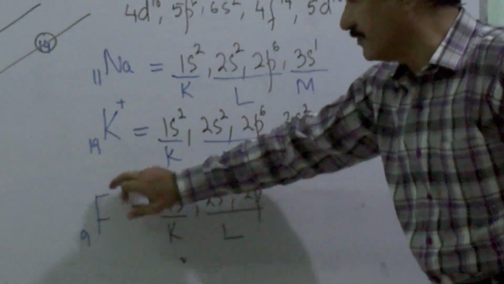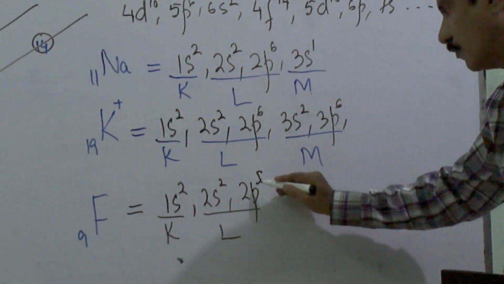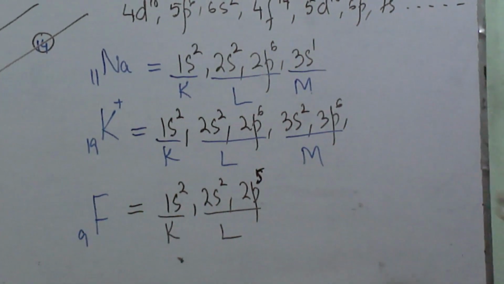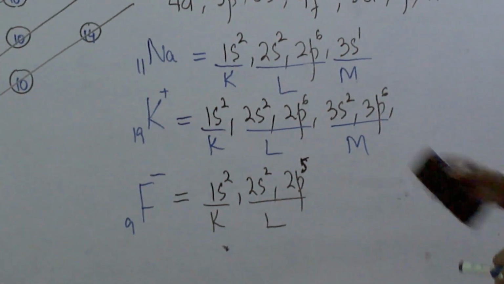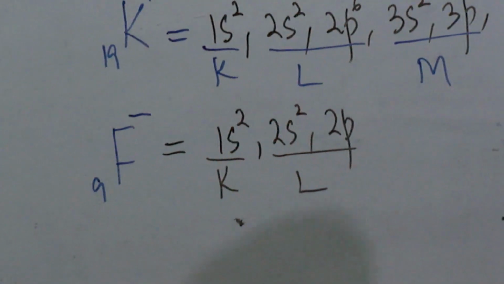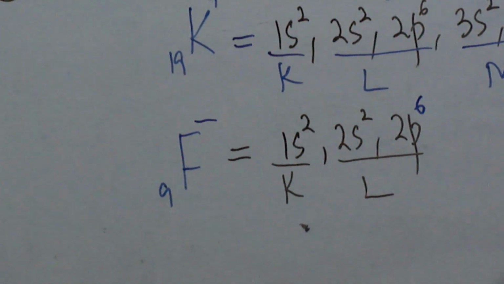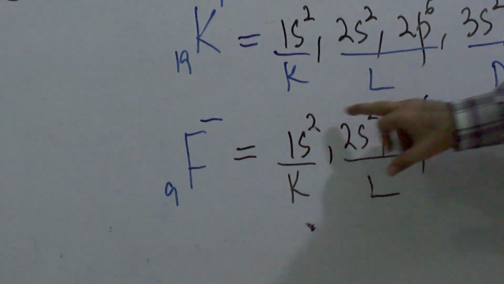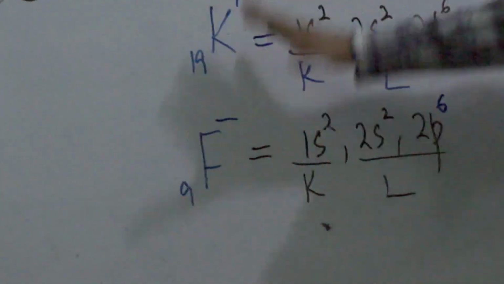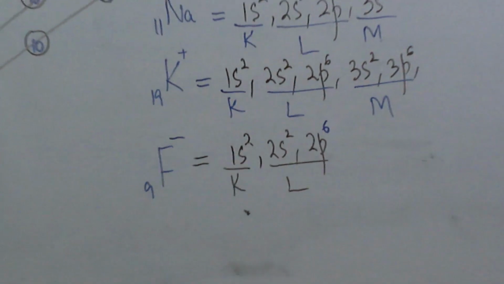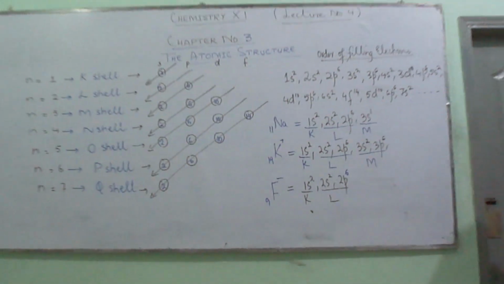If this negative charge would not have been there, the configuration to be written would be 1s2, 2s2, 2p5. But as you all know, I put a minus sign over the fluorine atom, showing that it has gained 1 electron. Now it will not be written as 2p5, rather it will be written as 2p6, showing that it now has 10 electrons. 1 electron it has gained. So in this way you can build up the electronic configuration following the Aufbau principle of various atoms and ions.